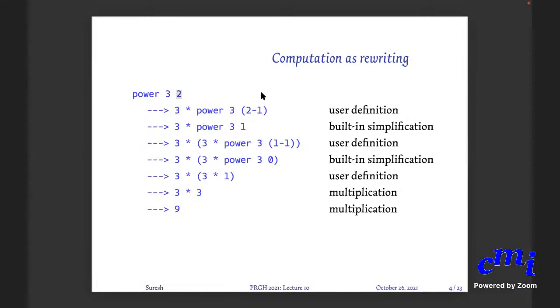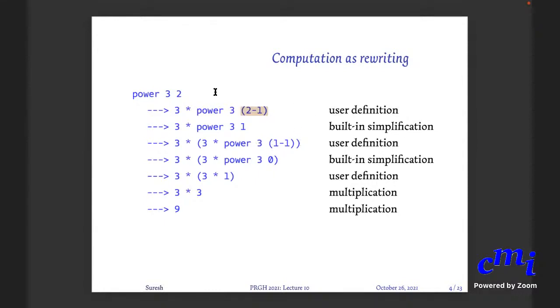For this expression, I need to apply the user definition, power 3 2 minus 1. But if I want to apply the user definition, I first want to check whether the second argument of power is 0 or not. So it will evaluate the expression that you have given here, and it evaluates to 1. Now it has determined that 1 is not equal to 0. Therefore, it should again apply the second rule, which then makes power 3 1 equal to 3 times power of 3 1 minus 1.